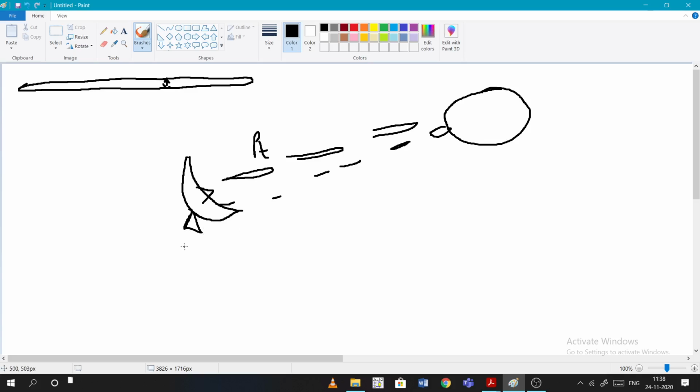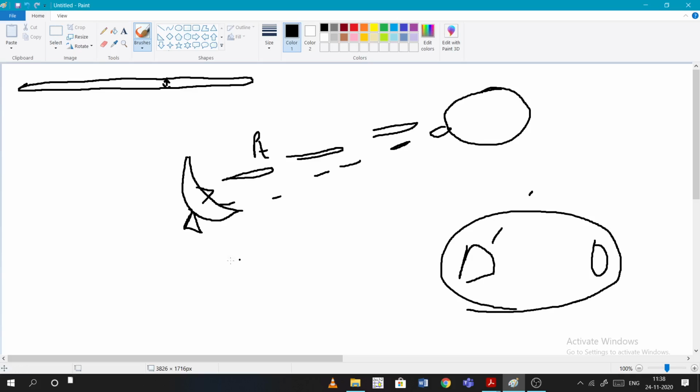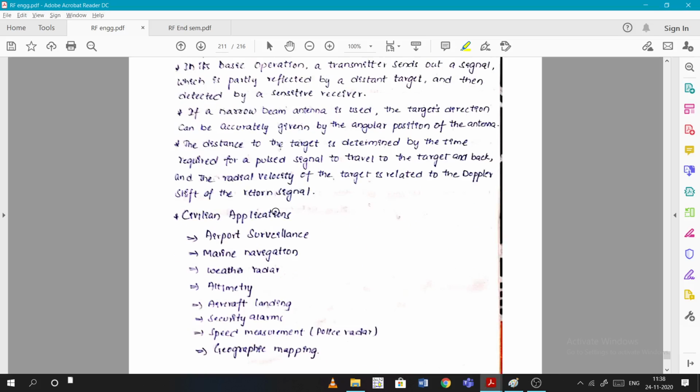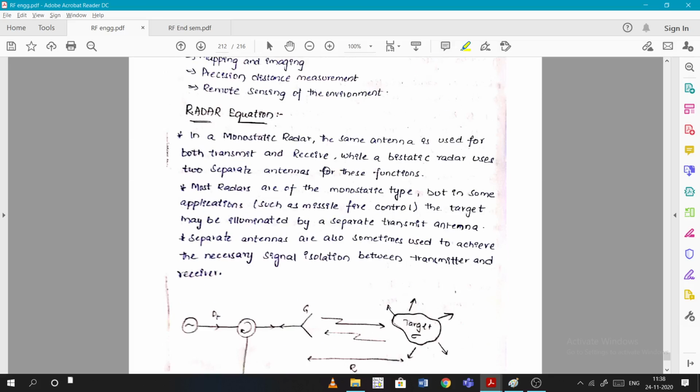Generally both the transmitter and receiver are connected to the same antenna. There is one more case, where we have two separate units, one transmitter and one receiver. This type of antenna arrangement, with a transmitter and receiver separately, is used in military purposes or missile guiding.